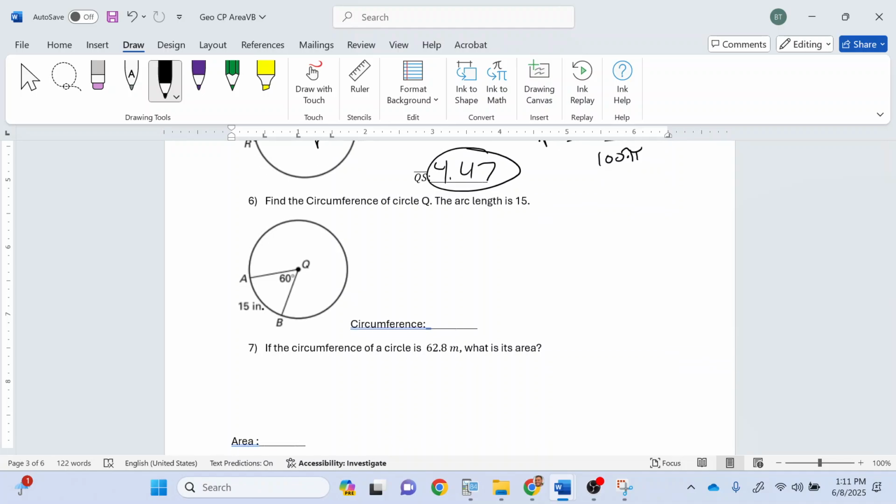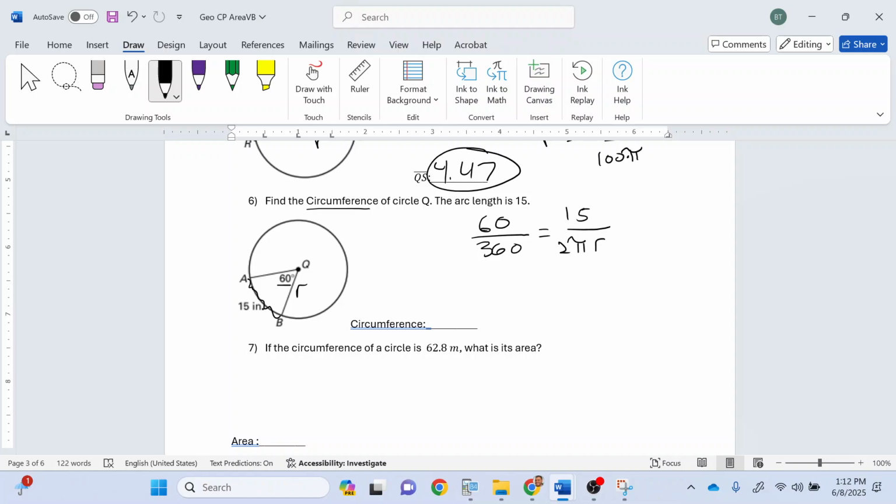All right, this one. I know this part is 15 inches. This is 60. I just want a circumference. Find the circumference. So I need to figure out what r is first. So I got to do the same concept. 60 over 360 part over whole equals, in this case, I know the top part is 15. 2 pi r is my circumference. A little bit of algebra. I have to clean this up. Give me a second.